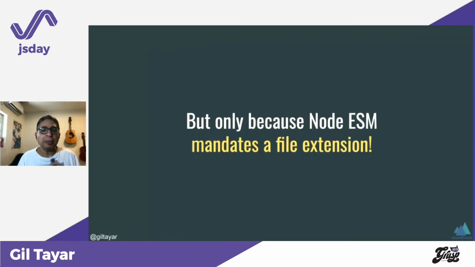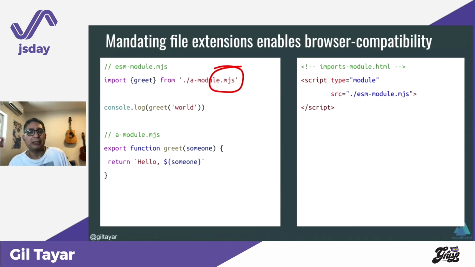But this is only because Node ESM mandates a file extension. If you notice the import, it's not saying /a-module, it's saying /a-module.mjs. If it was CJS, it would be /a-module, and CJS would add the .js implicitly. Node doesn't allow that for ESM. You have to define the full path to the module in question. And it did that for browser compatibility so that the same code will work in the browser and in Node.js.